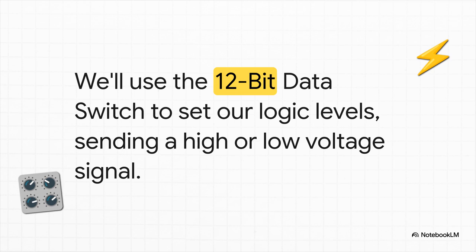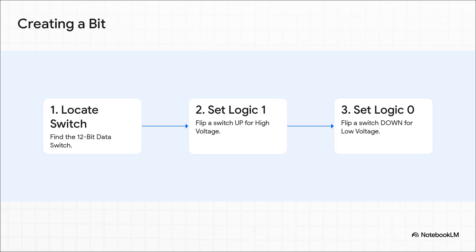On our training board here, we're going to be using this bank of switches, the 12-bit data switch. This is basically our keyboard. Each and every one of these little switches has one job and one job only: send either a high voltage signal or a low voltage signal into the circuit. And you know what? It couldn't be simpler. You want to send a logic 1? You just flip a switch up. That physically connects the circuit to a high voltage source. You want to send a logic 0? Flip it down. That connects it to the low voltage. And just like that, poof, you've made a bit, a real physical bit.